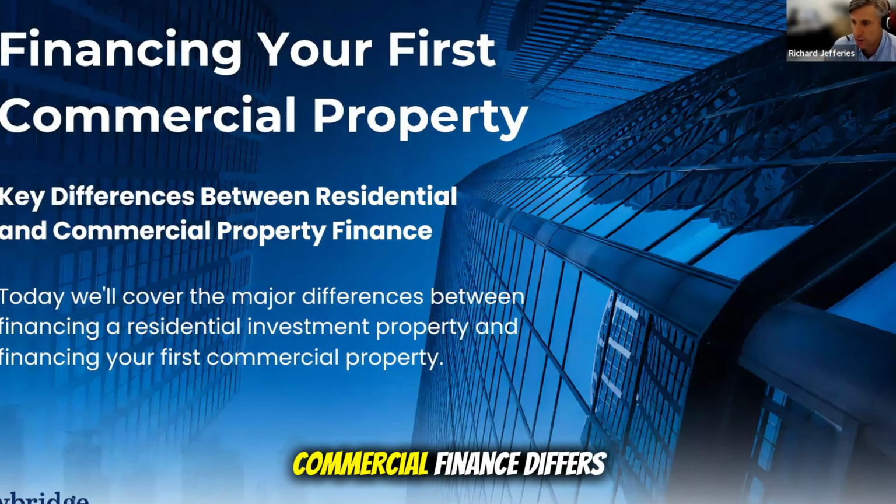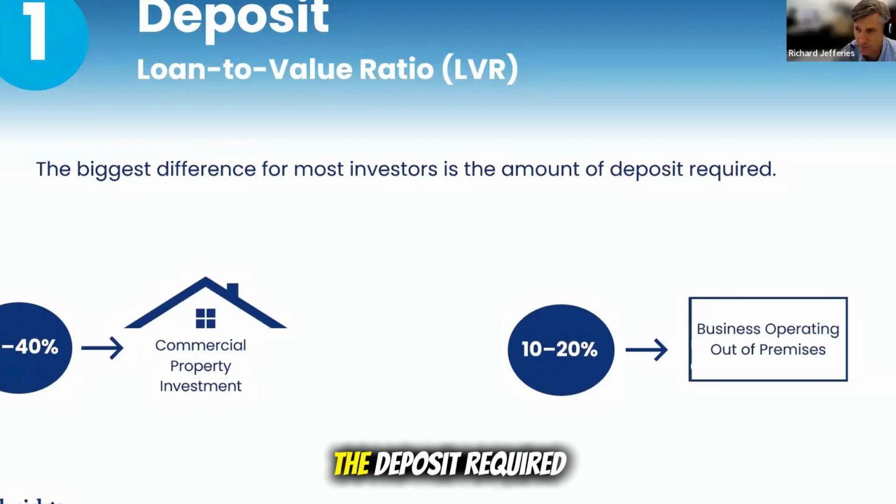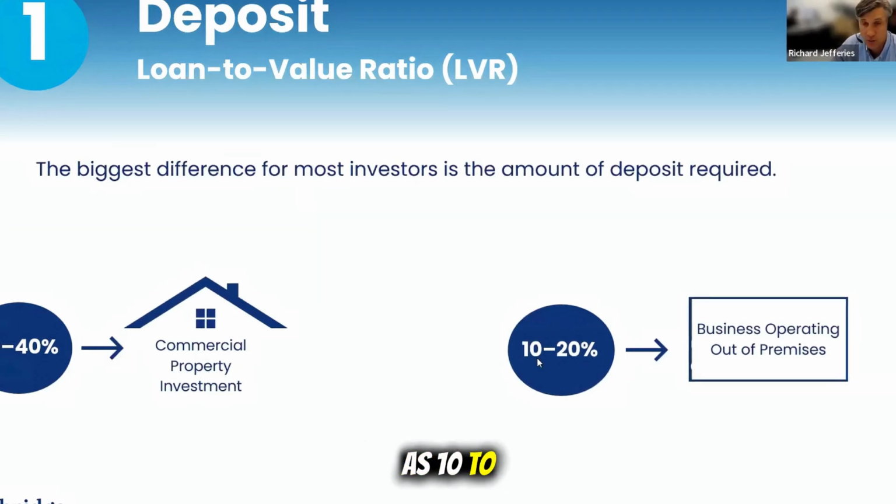We're also going to look at how commercial finance differs from residential finance. So the first difference is the deposit. The deposit required if you're an investor buying a commercial property is generally 30 to 40%, as opposed to a business looking to buy a commercial property to operate out of, where the deposit can be as little as 10 to 20%. That'll depend on the strength of your business. In comparison, with residential property, you can get away with as little as 5% deposit.